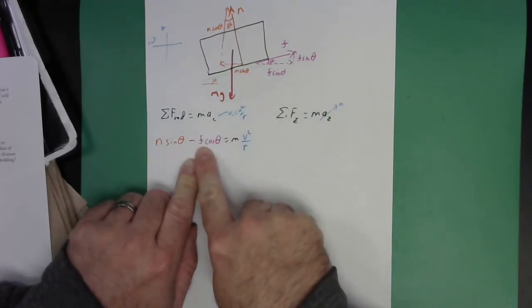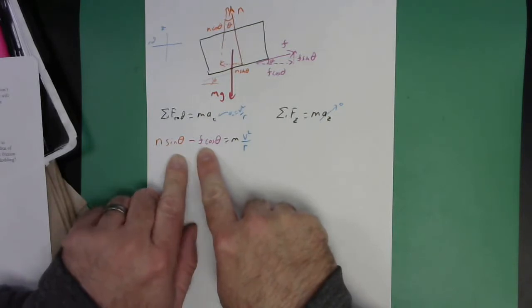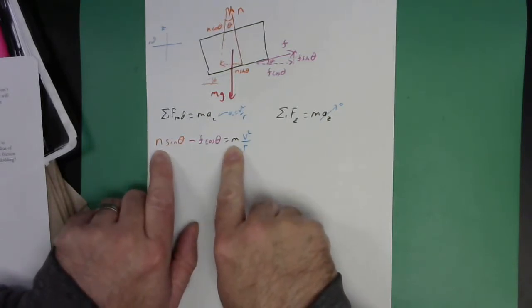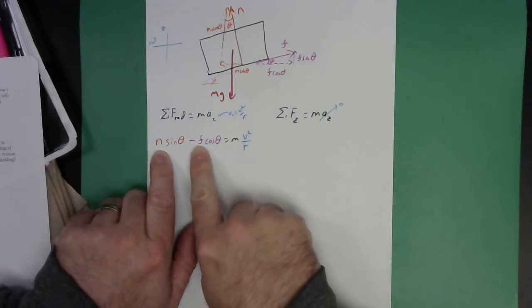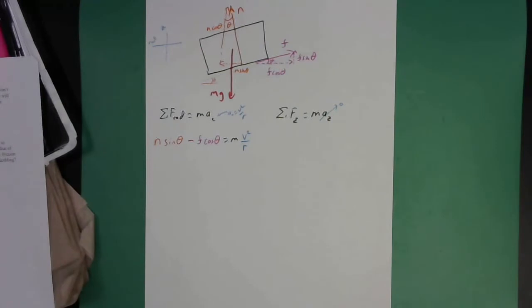Okay, that's great. The mu we know, it's 0.9 on concrete. The N we don't know. And the mass of the car we do know, it's 1,100 kilograms. So we still have an N that we don't know. We're definitely going to need the other axis.